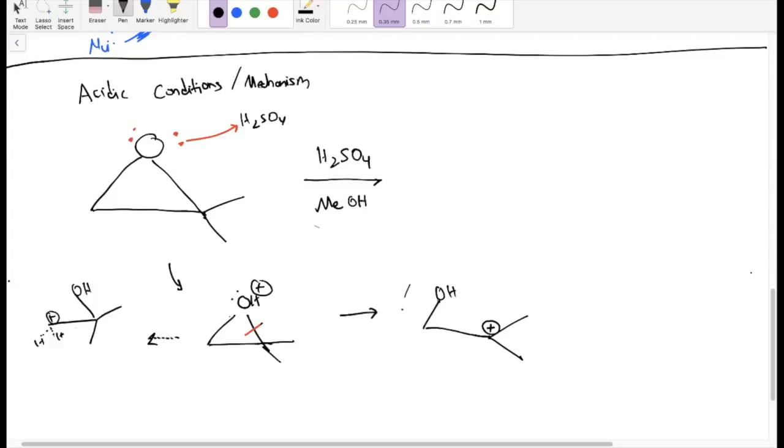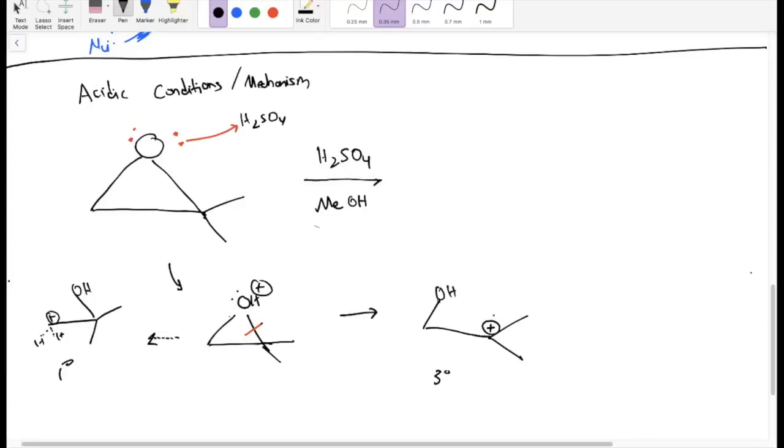Which of these positive charges, this one or this one, is more stable? Well, if we've learned anything so far in this class, it's that a more substituted carbon is more stable, right? Due to things like hyperconjugation. So this is a tertiary carbon, right? This carbon is attached to 1, 2, 3 carbons. This carbon is attached to only one carbon. This is primary, this is tertiary. This carbon is much more stable, right?